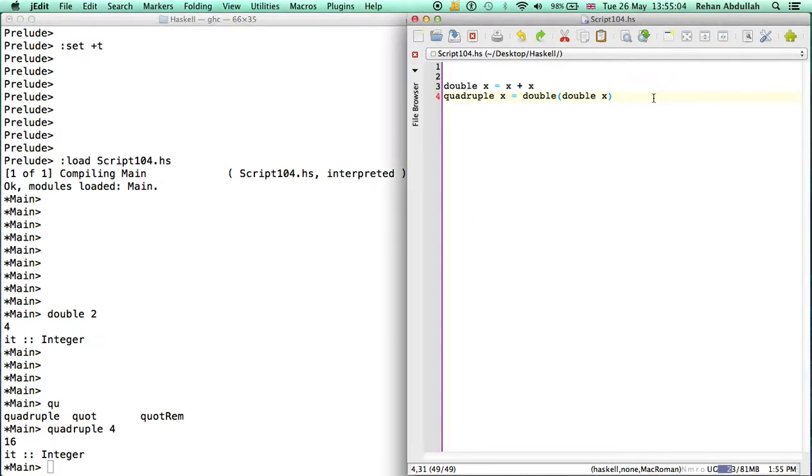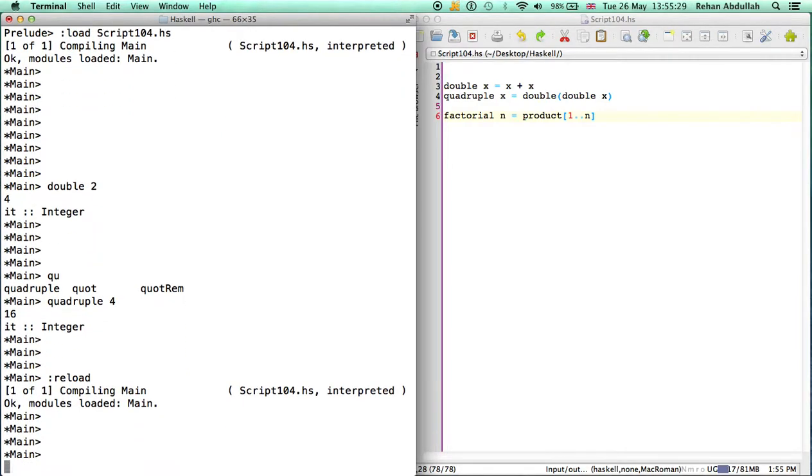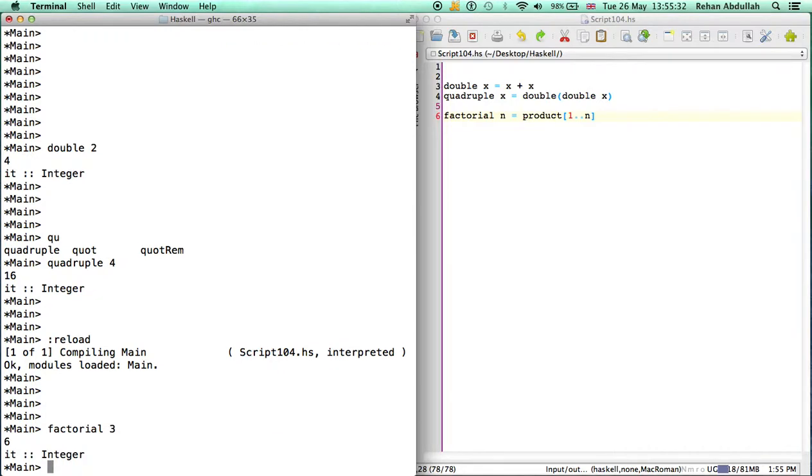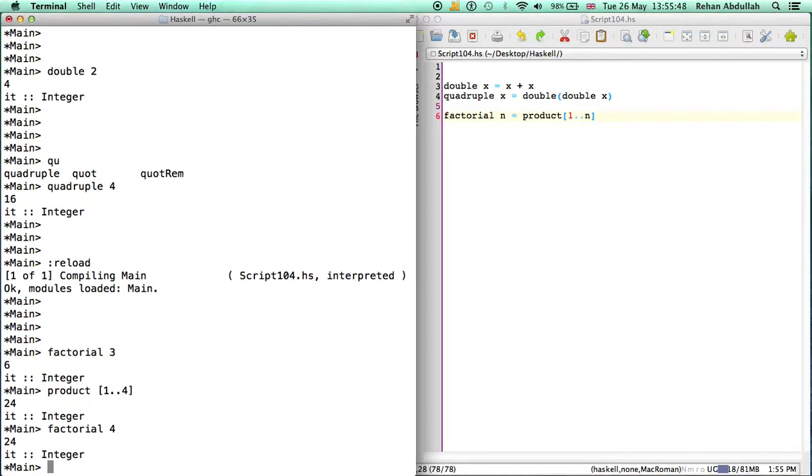Let's put in a factorial. So in here, factorial n equals the product 1 all the way till whatever your number is. Save that, go into here, reload that, reload the script in. Factorial 3 gives you 6. Product 1 to 4 gives you 24. Factorial 4 gives you... There you go.